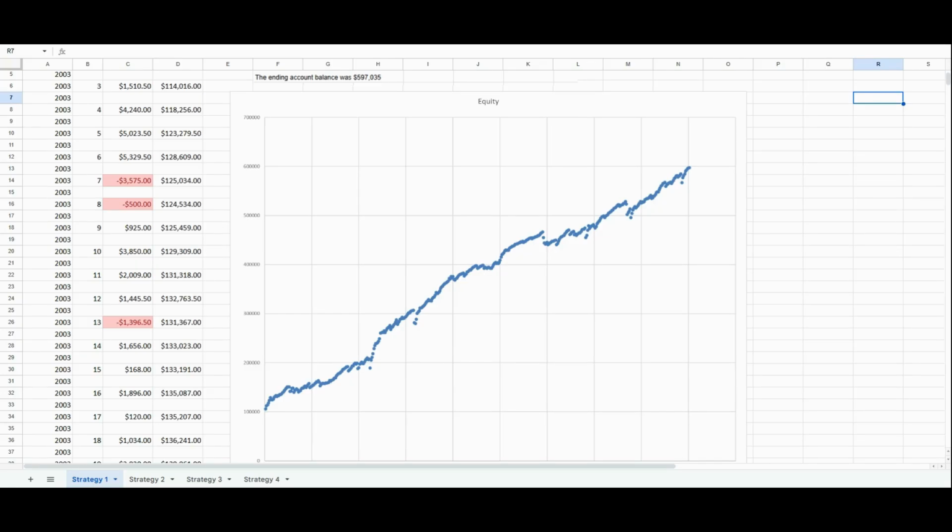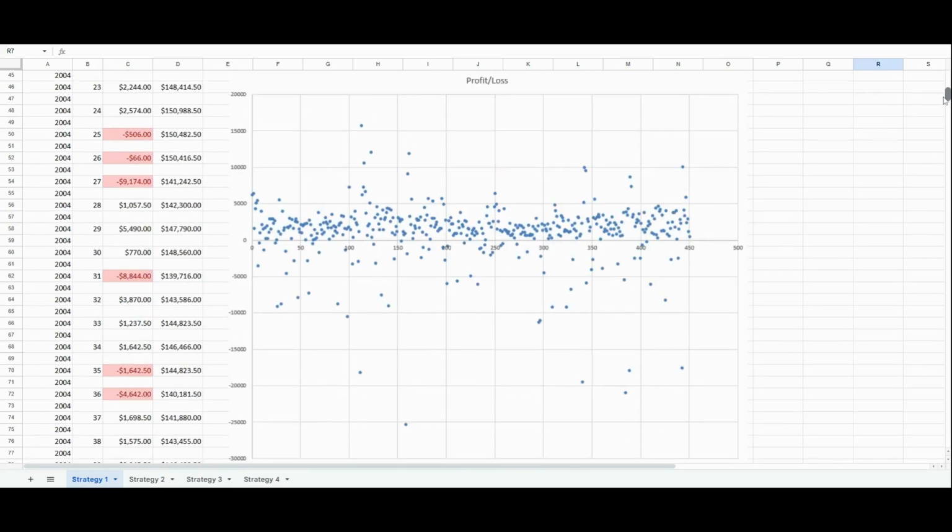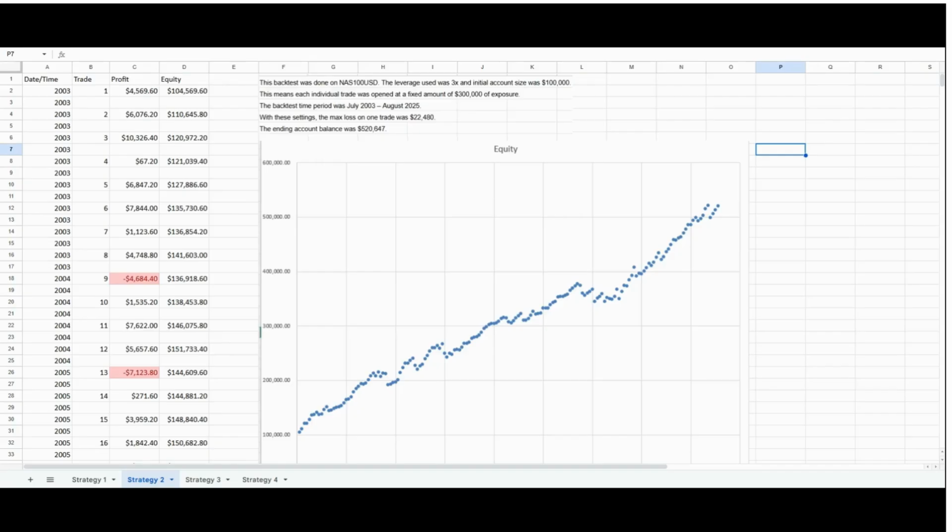The equity curve chart shows how the account balance was affected from each individual trade. Keep in mind that all trades were executed with a fixed position size, meaning no compounding was applied. The profit/loss chart shows the change in account balance from each individual trade. We can see the worst trade in backtest history with our settings was $25,437. Here we can see how this strategy has a high win rate and occasional larger losses. And now on to Strategy 2.